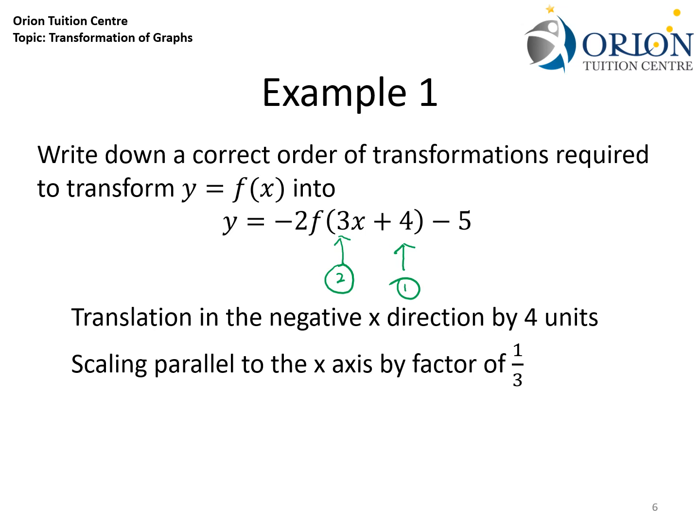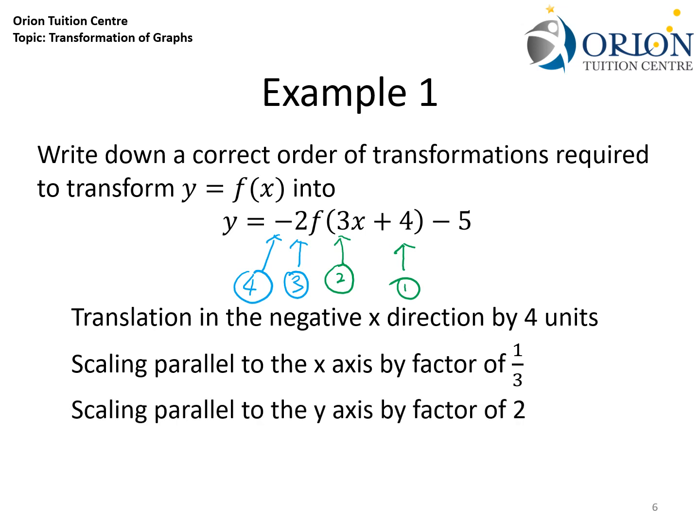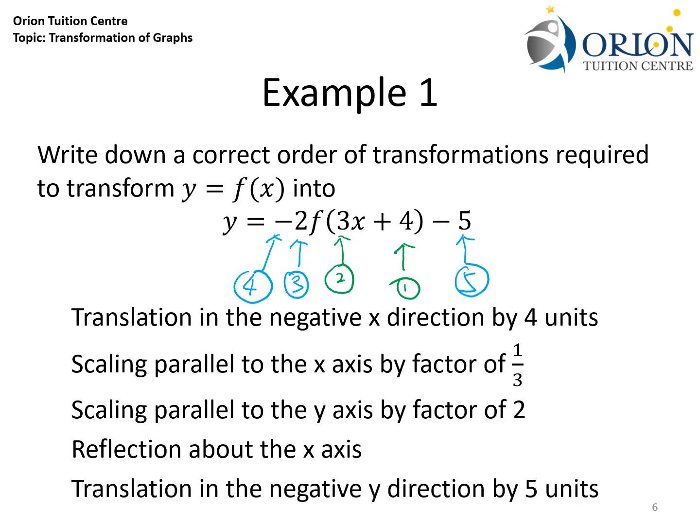So the first one that we will look at is the 2, which is a scaling parallel to the y-axis by a factor of 2. Next will be the negative, which is a reflection about the x-axis. And finally, the 5, which is a translation in the negative y direction by 5 units.